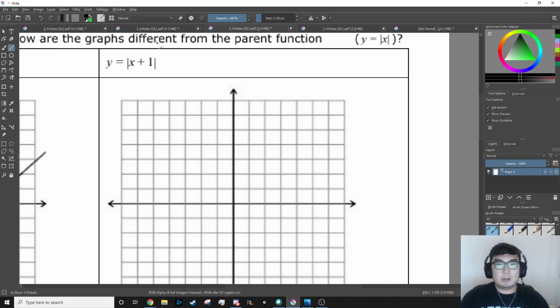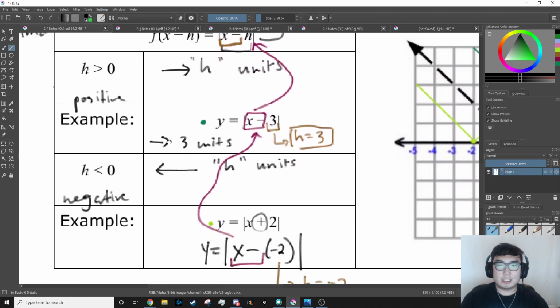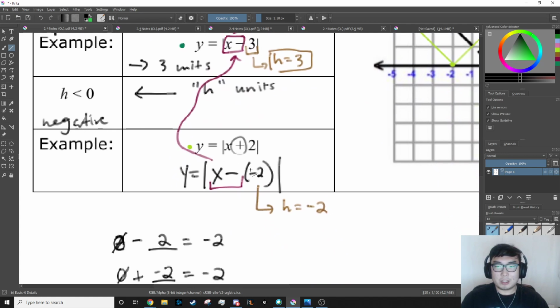What about this one? This one is being added inside my absolute value. So I have to find something that has adding and subtracting inside. Look at this one right here: y equals the absolute value of x plus 2. But I wrote it like this because I know that my base equation is x minus, so it created a double negative to make a positive.